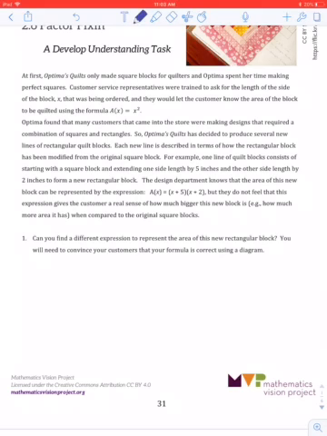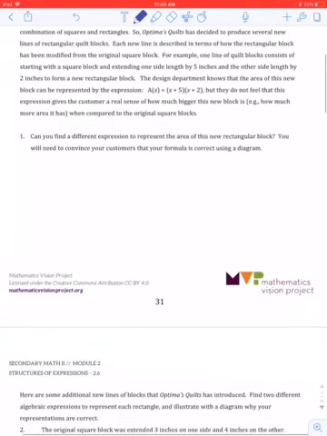Each new line is described in terms of how the rectangular block has been modified from the original square block. For example, one line of quilt block consists of starting with a square block and extending one side length by 5 inches and the other by 2 to form a rectangular block. The design department knows that the area of the new block can be represented by the expression A(X) equals (X plus 5)(X plus 2). They don't feel that this expression gives the customer a sense of how much bigger the new block is. For example, how much area it has when compared to the original square blocks.